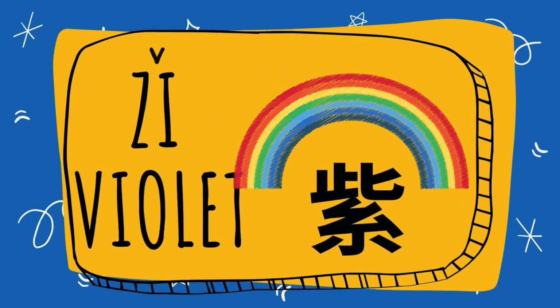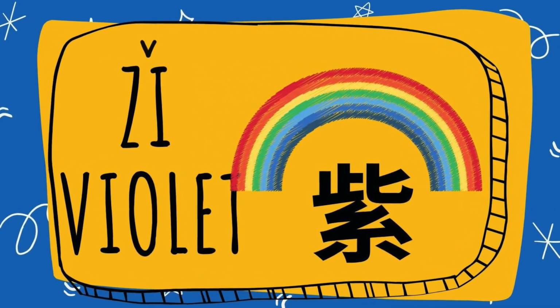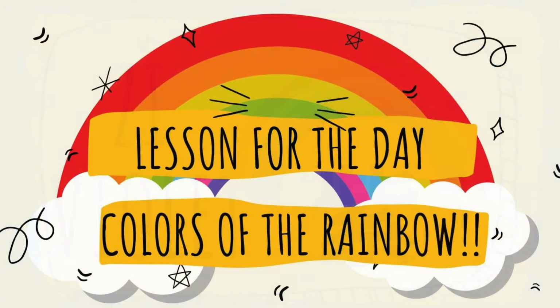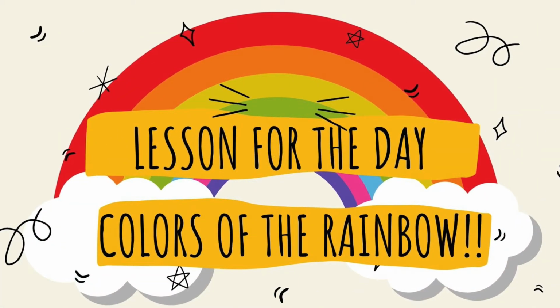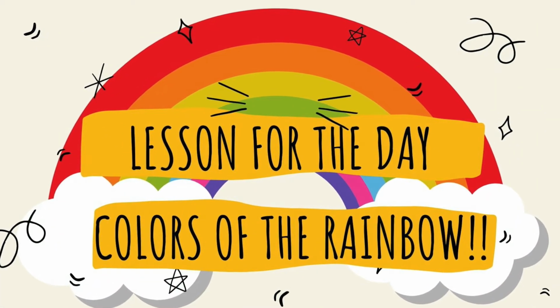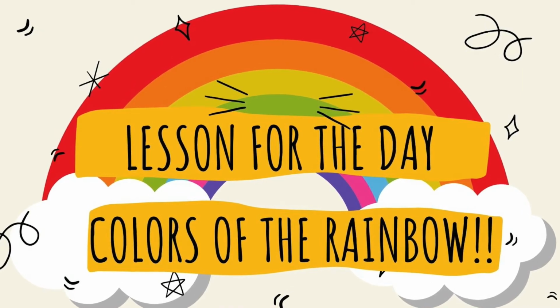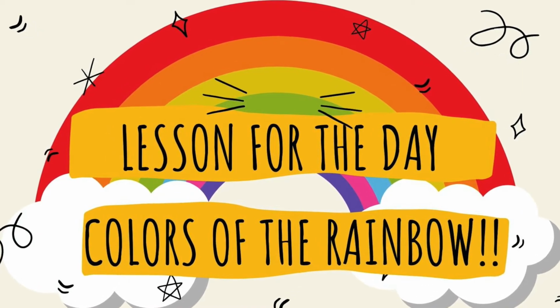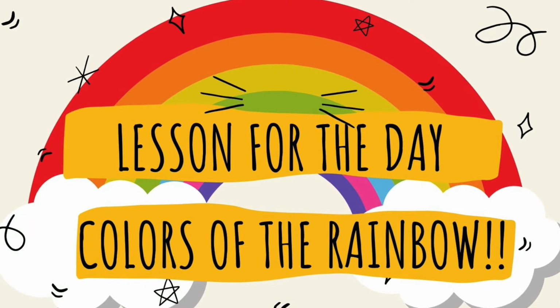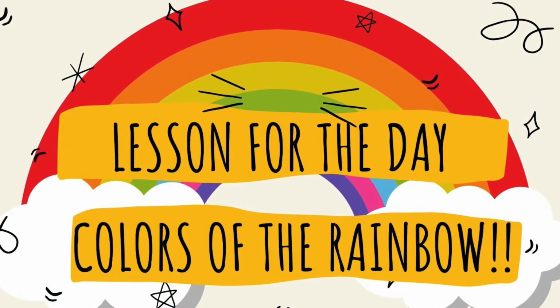Zi, zi, violet. The second time through, we will go through the colors a little faster and say it back to back as the way a Chinese person would say them in reference to the colors of the rainbow. The slides you will read will be in simplified Chinese.